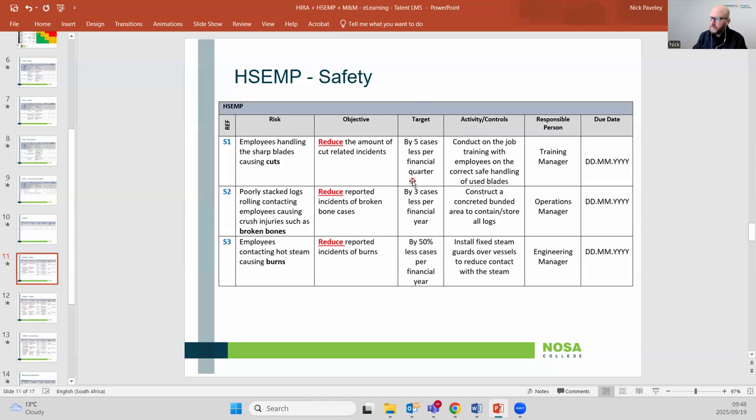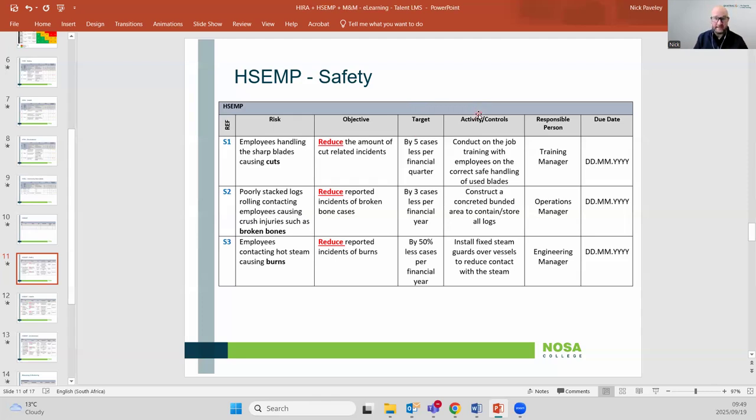And my target here is by 3 cases less per financial year. For safety 3, I want to reduce my reported incidence of burns. My target is by 50% less cases per financial year. All right, so when formulating your target in your exam, again, you could use a very simple target because, again, it's just a fictitious case study. Then we move on to the next column.